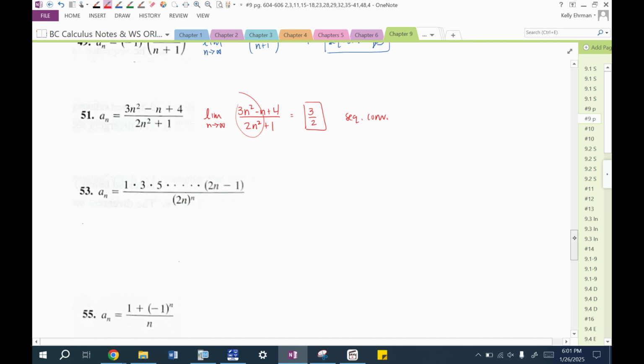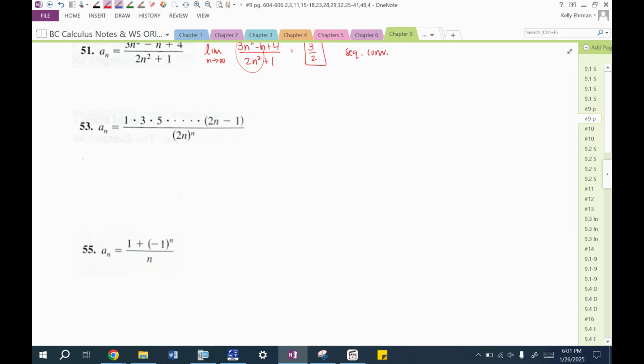Okay, now 53 was kind of tricky. This made me pause for a second because we might accidentally think that this is a factorial. And so at first I was thinking, oh, it's a factorial over an exponential. And we talked about how even if it's 2n to the n, a factorial would grow faster. But this is not a factorial because remember, factorials start at a number and then you multiply each previous integer that comes after it until you get down to 1. You wouldn't skip values here.